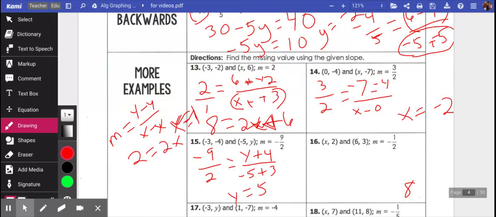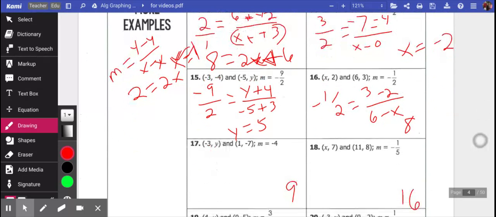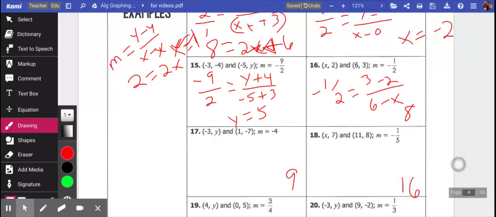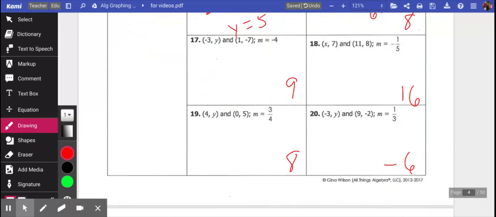So number 16 is 8. You would have had negative 1/2 equals, and then 3 minus 2 over 6 minus x, or the other way around for both. Number 17 and 18 are 9 and 16. I would think by now you're catching on. And then 19 and 20 is 8 and negative 6. Hopefully you are working those out.